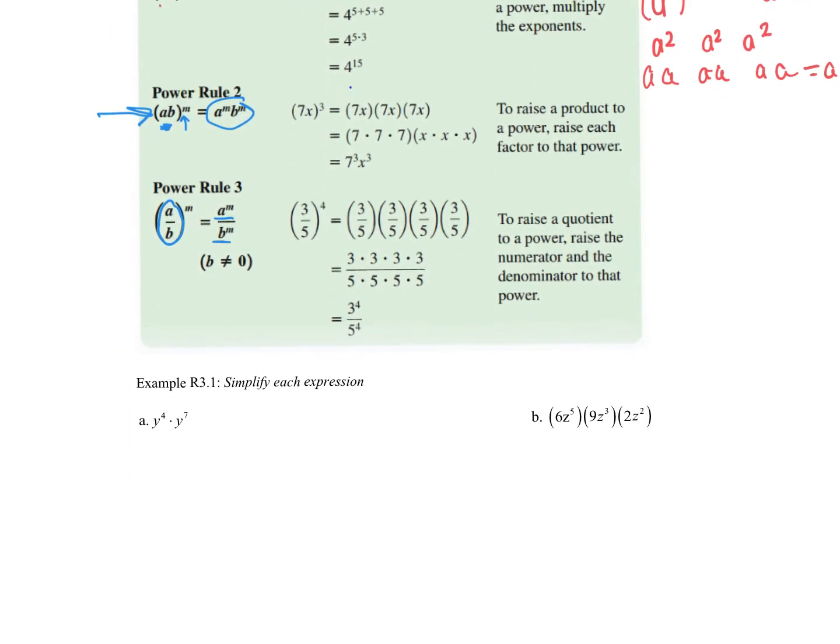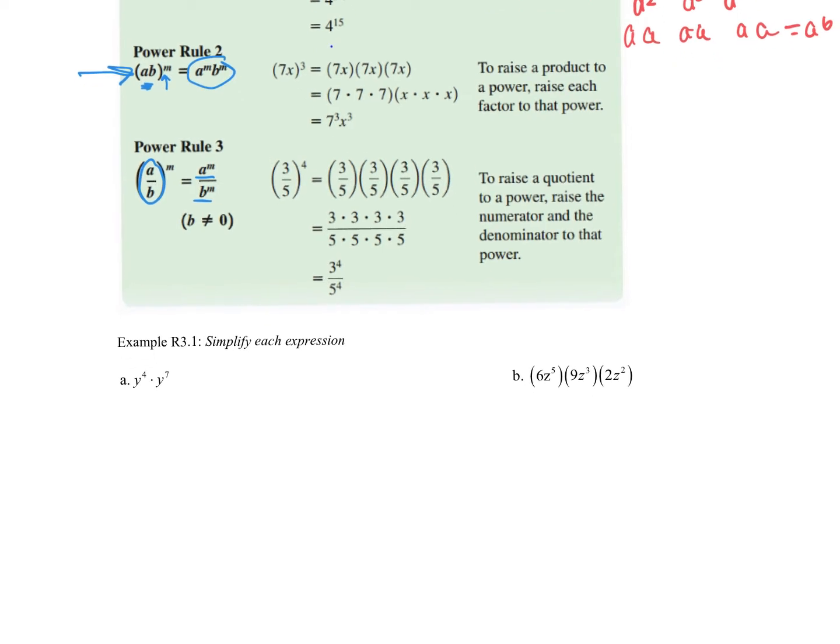So let's go ahead and use some of these rules. On example A, it says I have y to the fourth times y to the seventh. And I'm going to draw them out just for the first one. So y to the fourth is 1, 2, 3, 4. Y to the seventh is 1, 2, 3, 4, 5, 6, 7. And if you add those up, which is the same thing as doing 4 plus 7, because I have the same base with different powers, I would get y to the 11th.